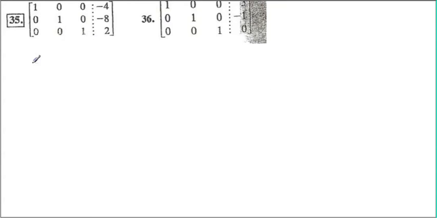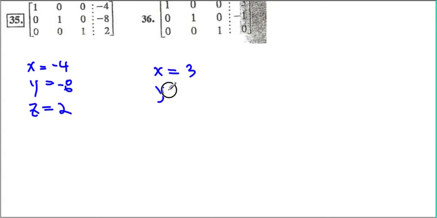Here we get x equals negative 4. The second column is y, so y equals negative 8. z is equal to 2. Here, x equals 3. y equals negative 1, because the second column is y. And z, the third column, is simply equal to 0.